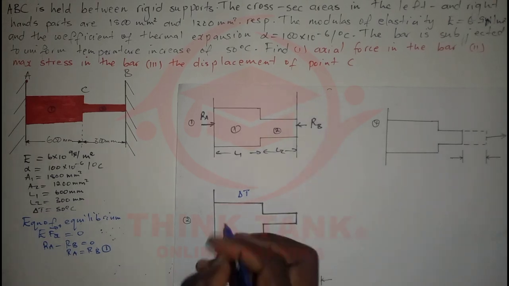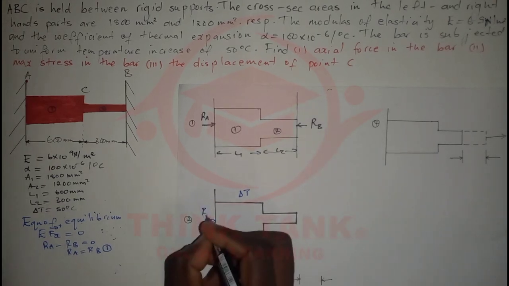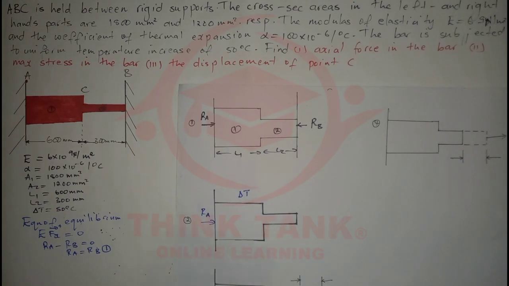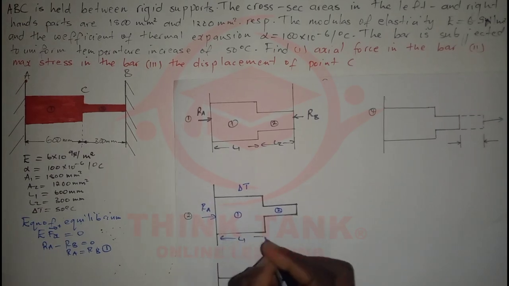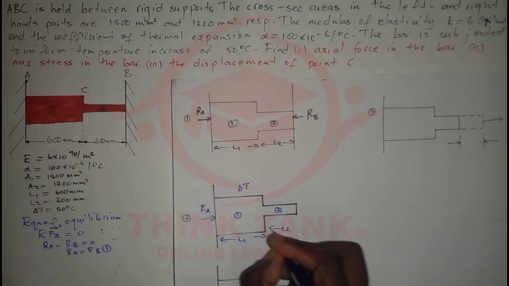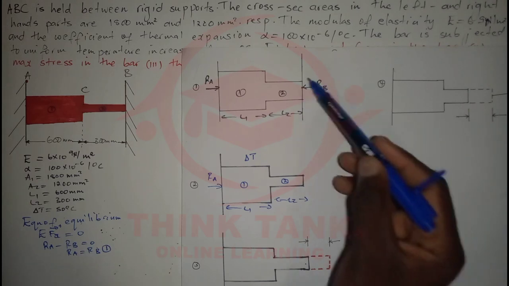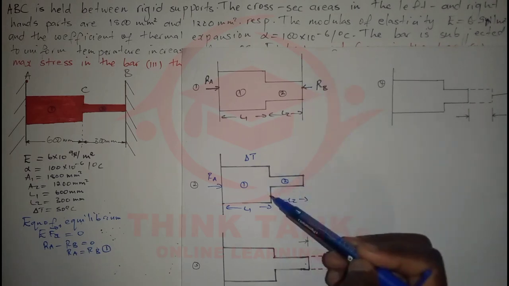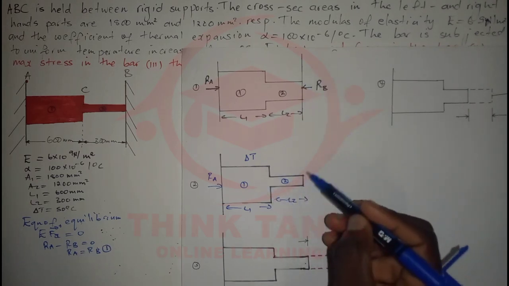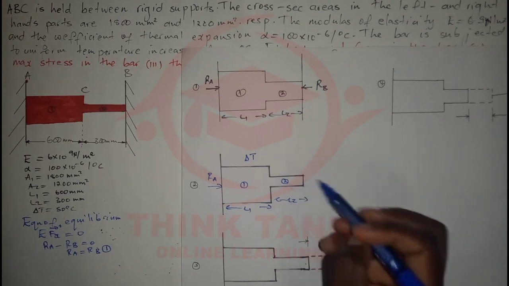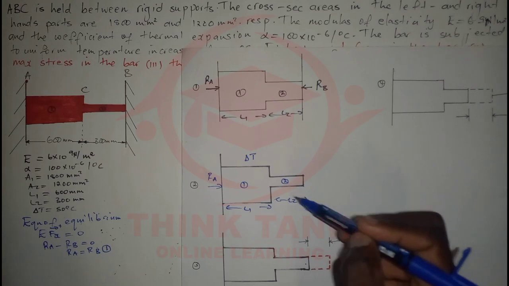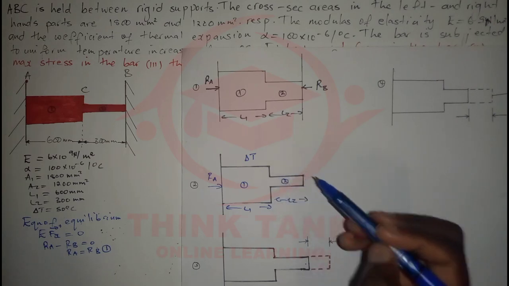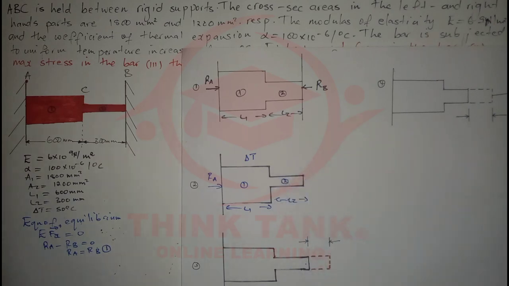When we do that, the reaction RA is still there. This one is still part 1, and this one is still part 2. This one is still L1, and this one is still L2. If we remove the support here, that means this bar will no longer be held by something here. That means it will be suspended. So it's going to have a force, and that force is due to the load. So what is going to happen if we apply it?